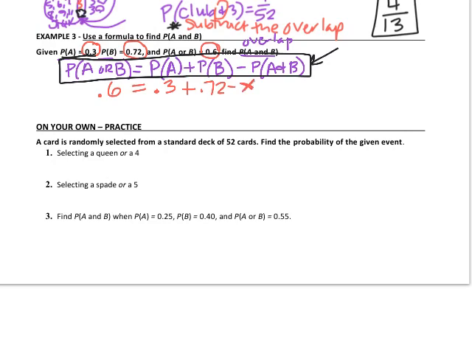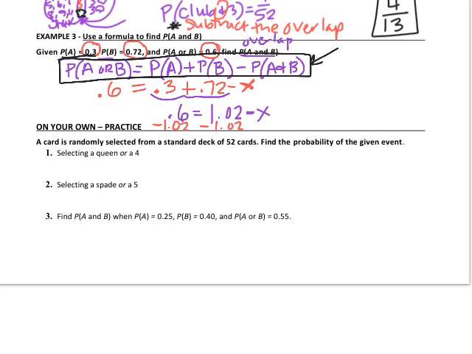So I'm going to combine the things that are alike. Everything on this side I'm going to combine together, and that's going to be equal to the 0.6. So I'm going to have 1.02 minus x. I don't know what the overlap is. That's what I'm trying to find out. Equals 0.6. So to find out what x is, I'm going to have to subtract 1.02 from both sides.